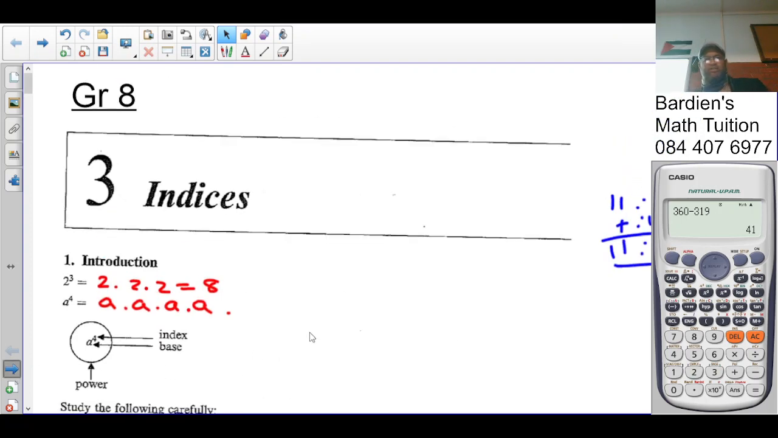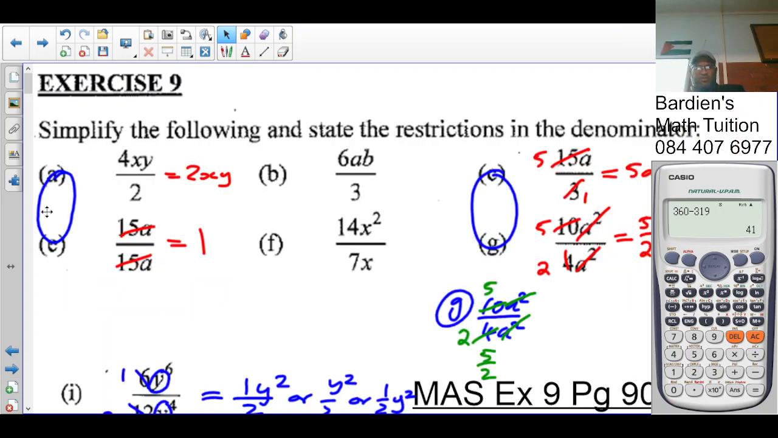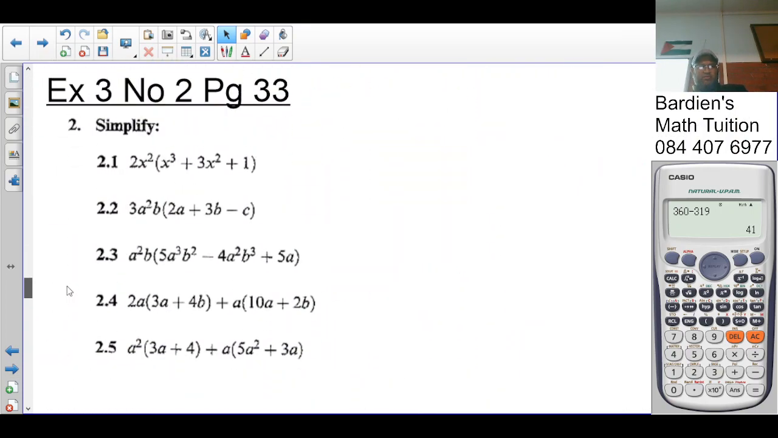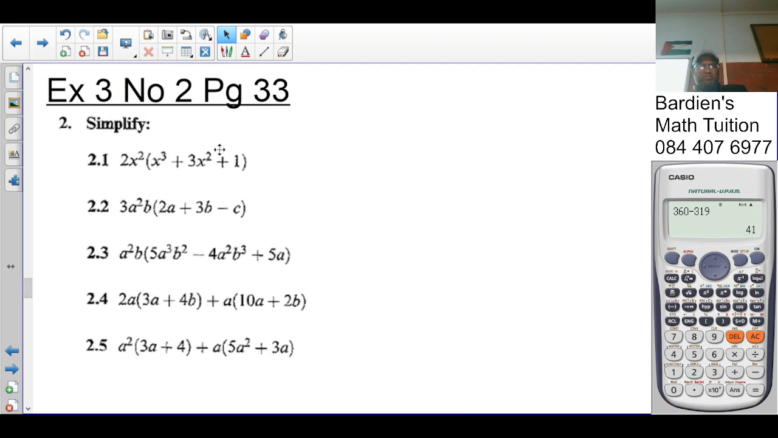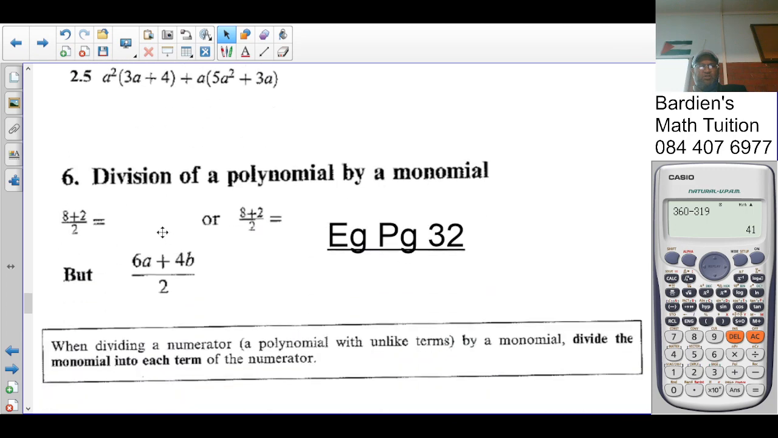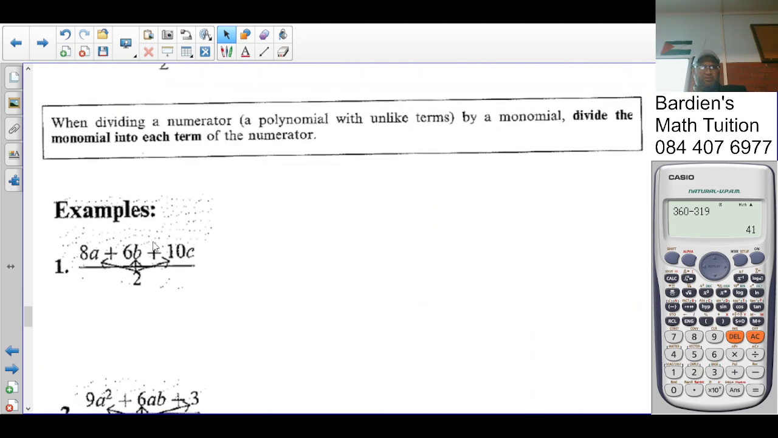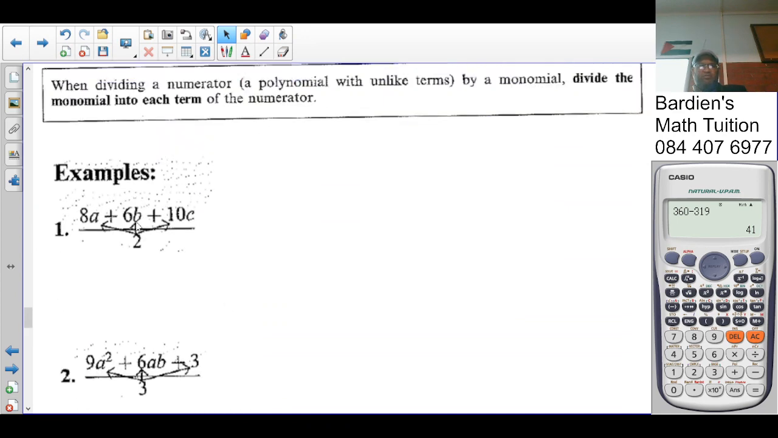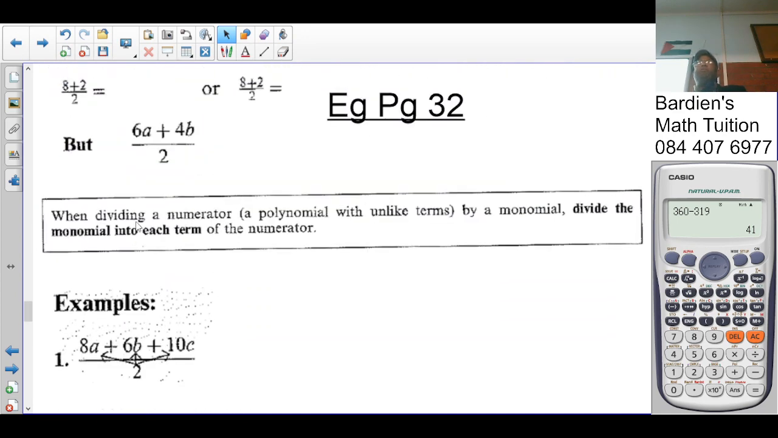So at this point you guys had some homework. The homework was dealing with exercise 3 on page 33. You had to do number 2 and number 3, correct? Did you have to do the number 3 as well? No. So those were the examples, okay? Which we didn't get through. We didn't do those examples yesterday.